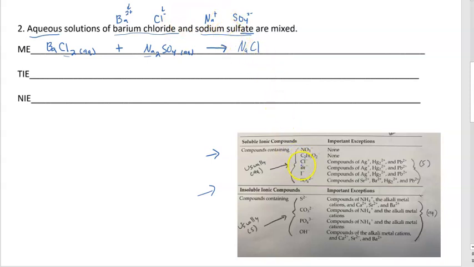We're just going to check our chloride ion here. Chlorides are usually aqueous. The only time chlorides would be insoluble is when they are paired with silver, mercury, or lead. And so since sodium is not an exception, we're going to indicate an AQ here.